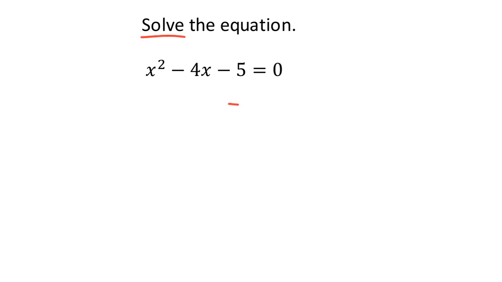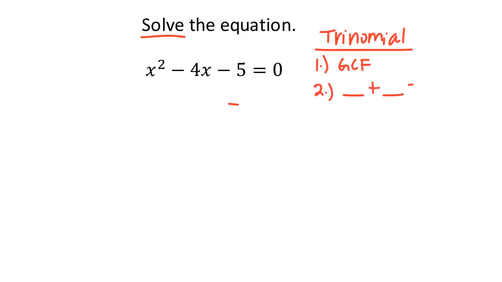So in order to solve, notice I have the squared. That means it's a quadratic. So to solve a quadratic, and notice I have 3 terms, so this is a trinomial. For a trinomial, we first check if there's a GCF. And then we go to the blank plus blank and blank times blank. You guys remember doing that? Yes? No? Maybe so? Okay.